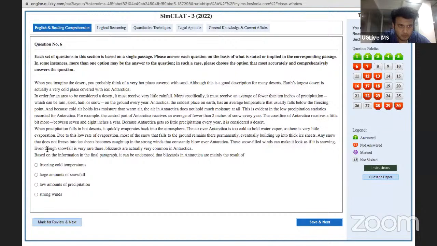Blizzard कैसे form होता है? Even though snowfall is very rare, the blizzards are actually very common in Antarctica. Snow-filled winds can make it look as if it is snowing. What do you think should be the answer? Clearly mentioned है यहाँ पे देखो. ठीक है. So it has to be B. ठीक है. So let's move ahead.